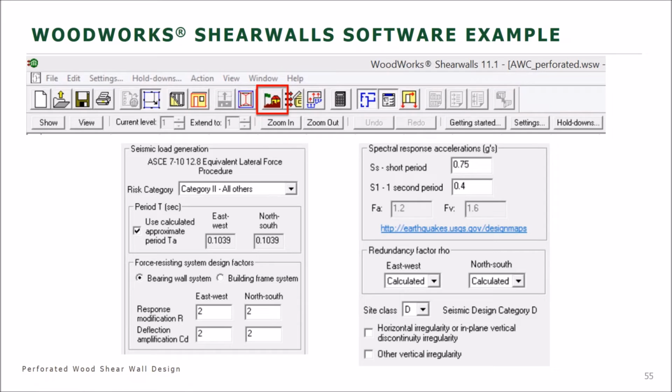Not going to talk too much about the seismic load generation, but here we can see all of the different inputs for the automatic seismic load generation. We are using the equivalent lateral force procedure defined in ASCE 7-10. The user can input the risk category of the building. The software will automatically calculate a period for the building, but we give the user the option to manually input a period if they've performed a rational analysis to calculate a period for their specific building.